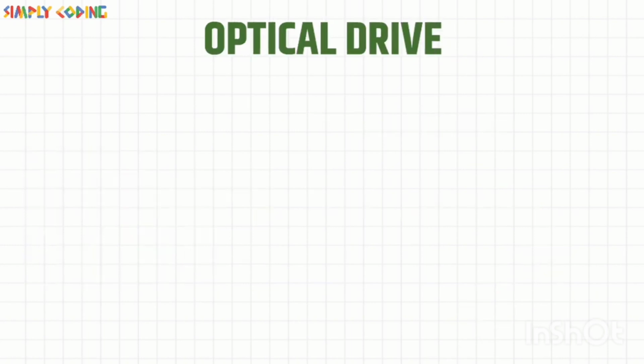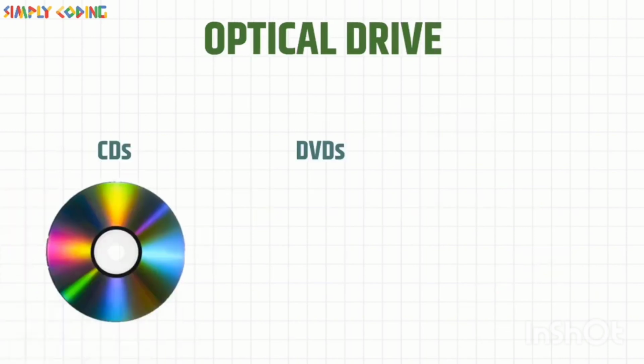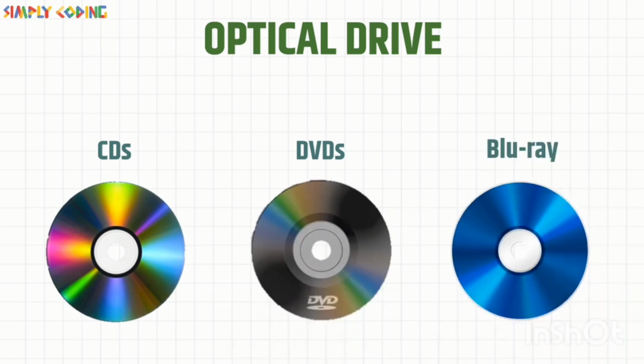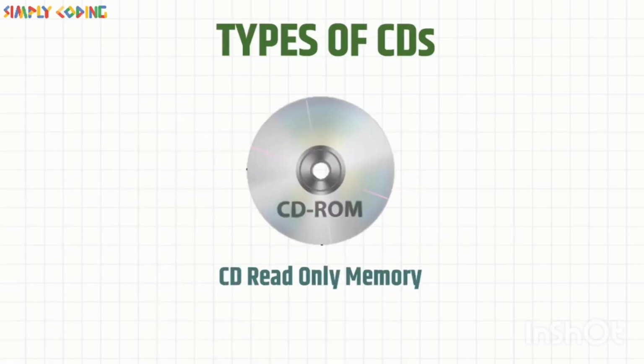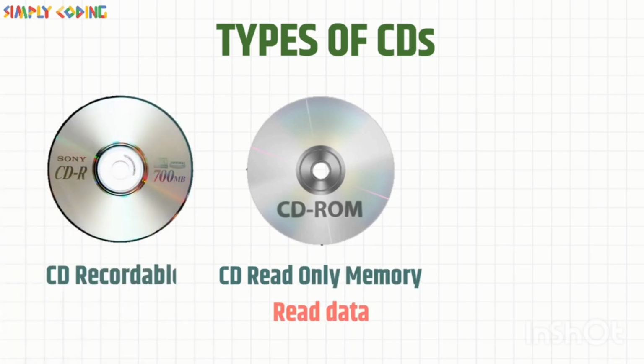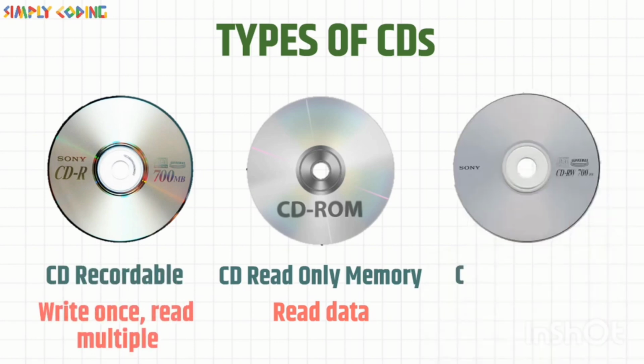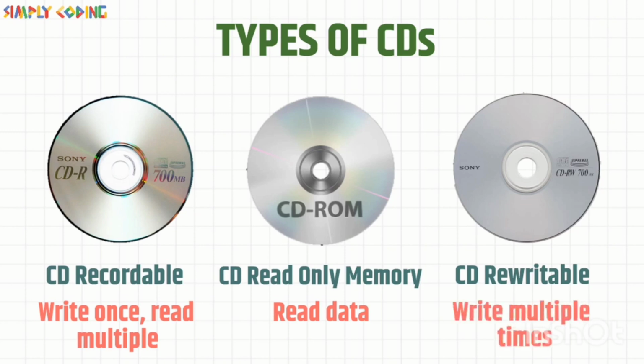Next are optical storage devices, which include CDs, DVDs and Blu-ray discs. They use laser and light to store data. CD stands for compact disc. They are portable and can store up to 700 MB of data. They come in three types. First is CD-ROM or CD read-only memory, from where you can only read data. Then there is CD-R or CD recordable, where data can be written only once and then can be read multiple times. In CD-RW or CD rewritable, the data can be written multiple times, so it is also known as erasable CD.